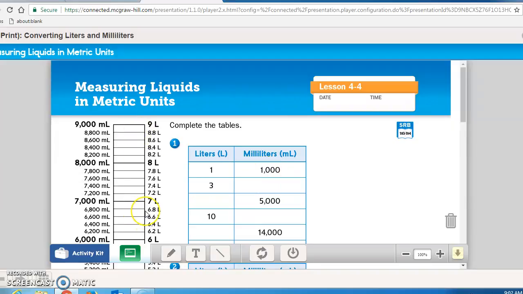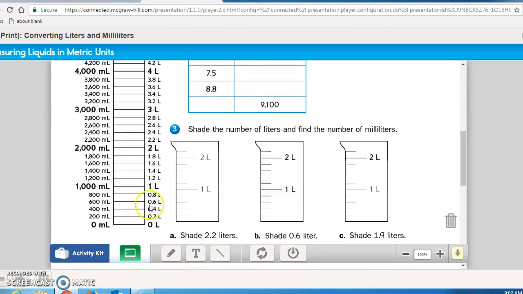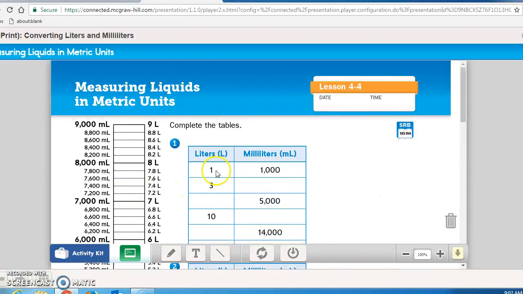You could use this table to the left to look up your answer if you need to for conversion, or you can just simply multiply the liters number by 1,000 to get your milliliters answer. Pause the recording now and do this page, bring it up to me, and let me check it for you because this is an assessment check. Thank you.